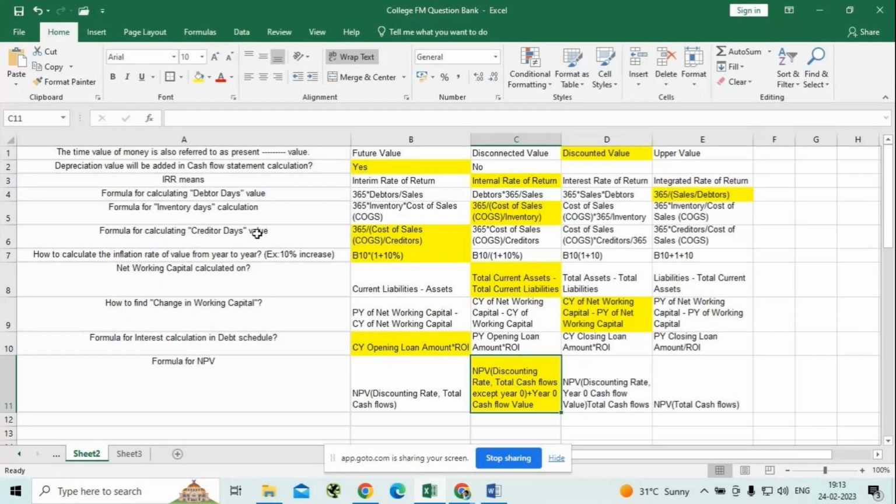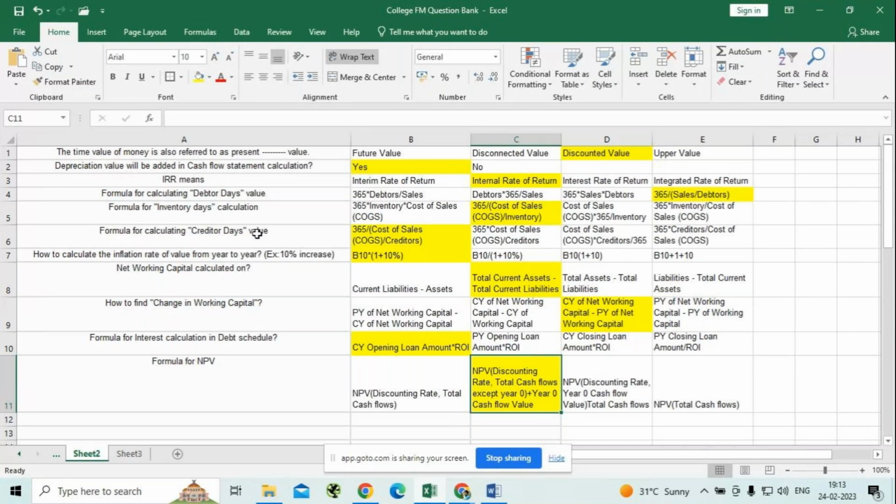Why it is discounted value: as we know, the future value is going to be lesser than what we have with the present value. So when you keep on increasing the time, it is considered a discounted value. The value is going to keep getting reduced. Okay, so it is considered as a discounted value.